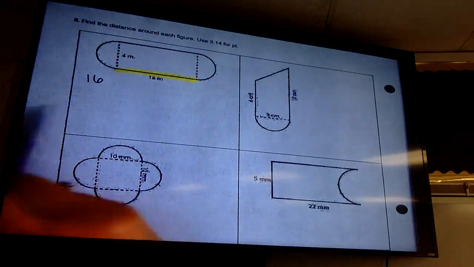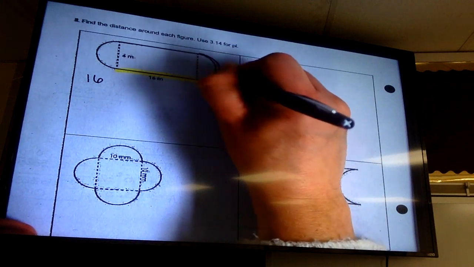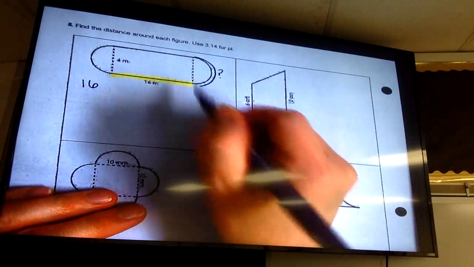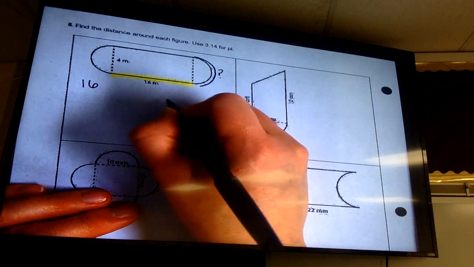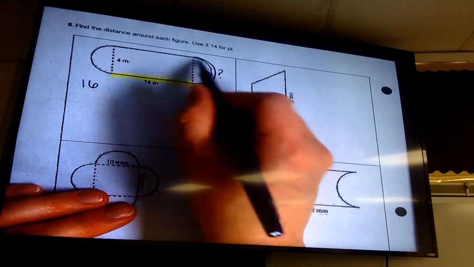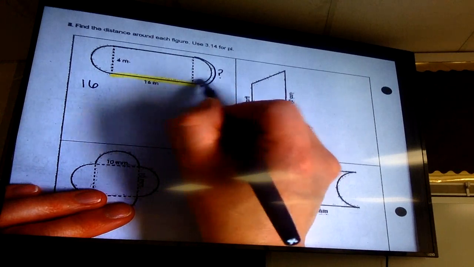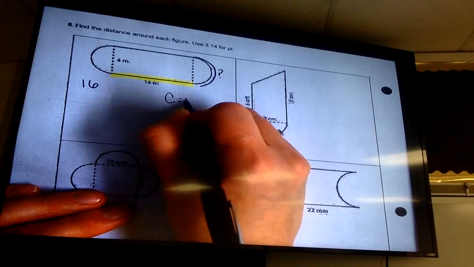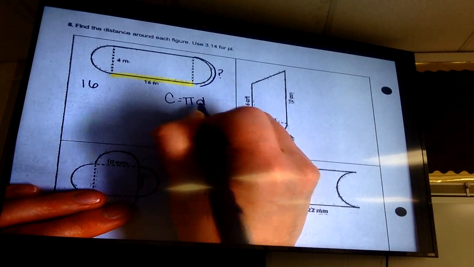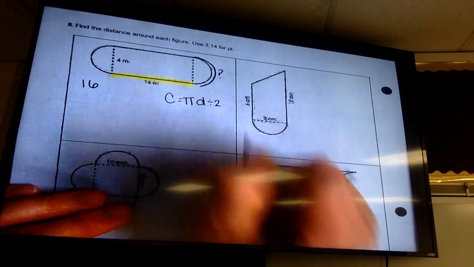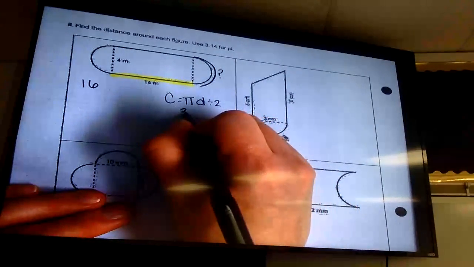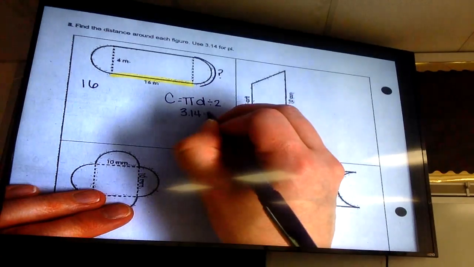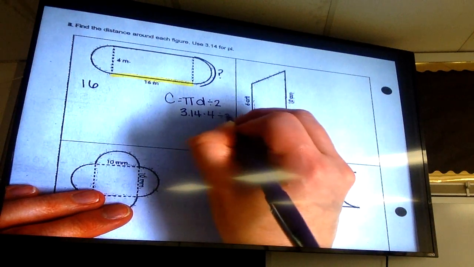And now I need to find this curved part right here. But I don't know what that is. But I do know that's a semicircle. So I could say, and remember, now we're finding the distance around, so I want to know the value of this arc. You did that yesterday in your Khan assignment. So the value of an arc, that's the circumference formula, so pi times diameter. But because it's a semicircle, I'm going to say divided by 2. So 3.14 times the diameter from here to here, I know is 4 divided by 2.